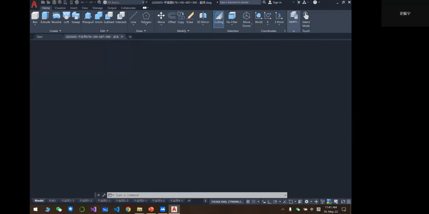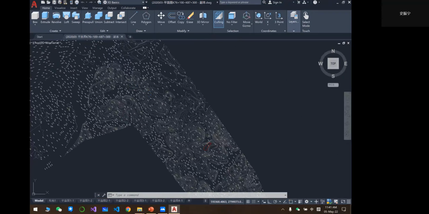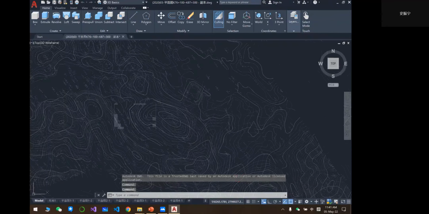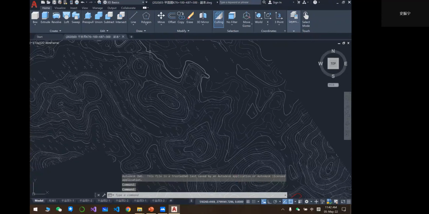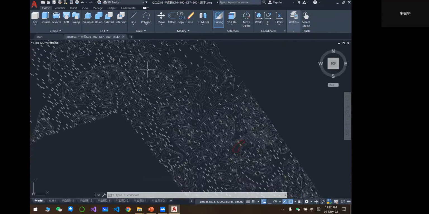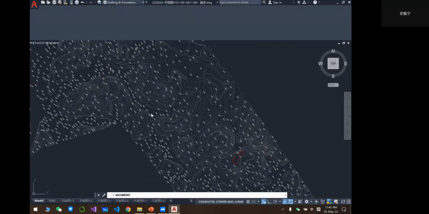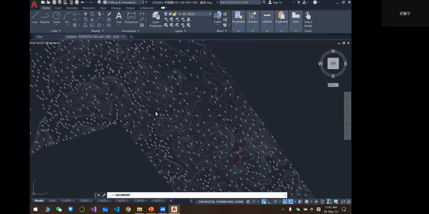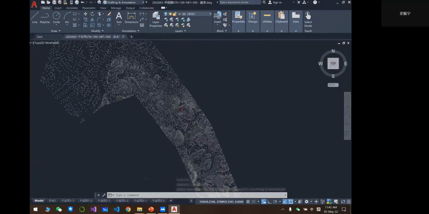Okay, so now I will use it as an example. You can see this is a contour map. We use the two-dimension. It's a contour map of a road.